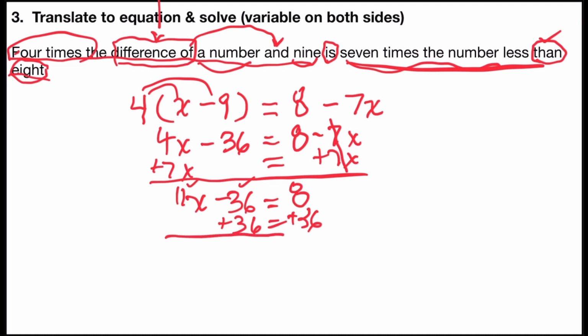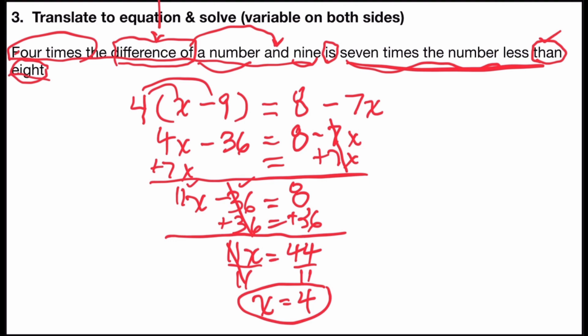Negative 36 plus 36 is 0. 0 plus 11x is 11x. And 8 plus 36 is 44. Last step, divide both sides by 11 to make the coefficient 1. 11 divided by 11 is 1x, and 44 divided by 11 is a clean division of 4. So x will equal 4.